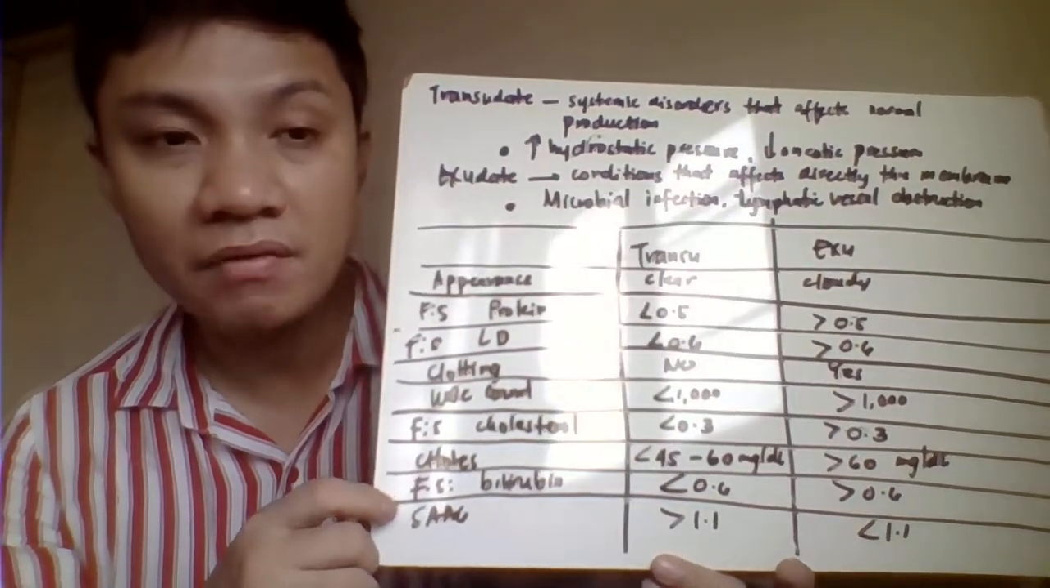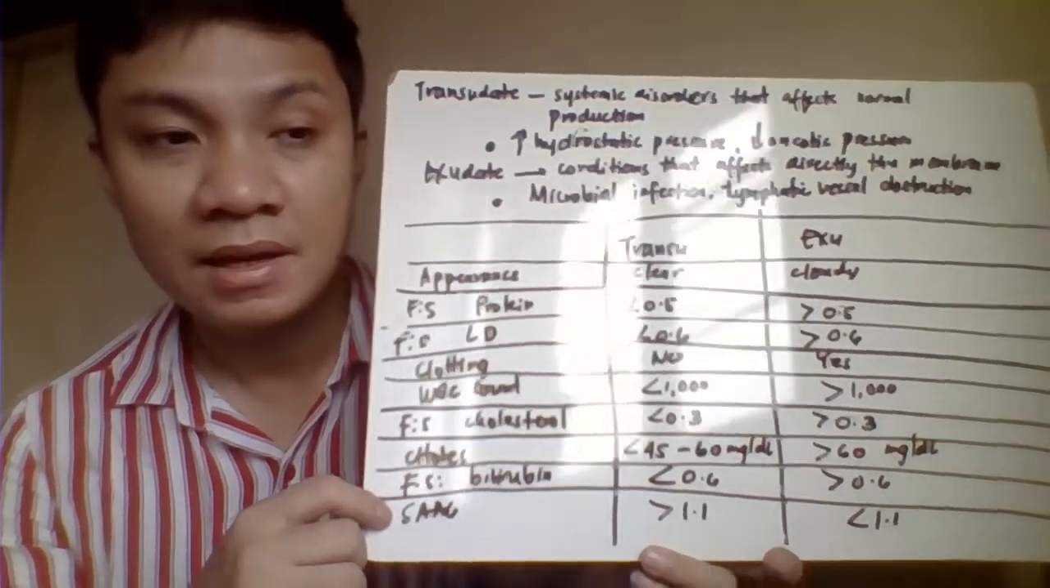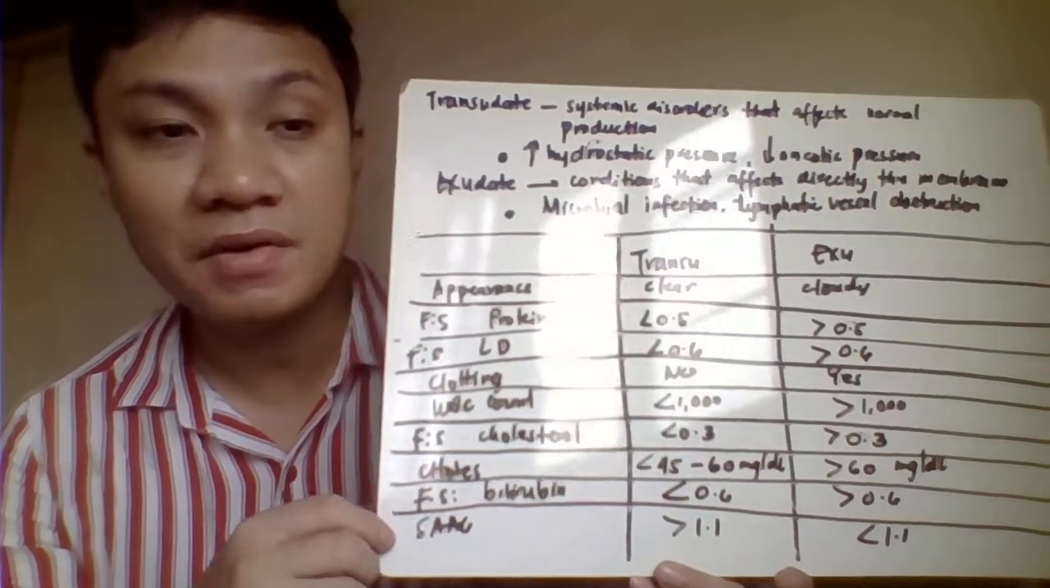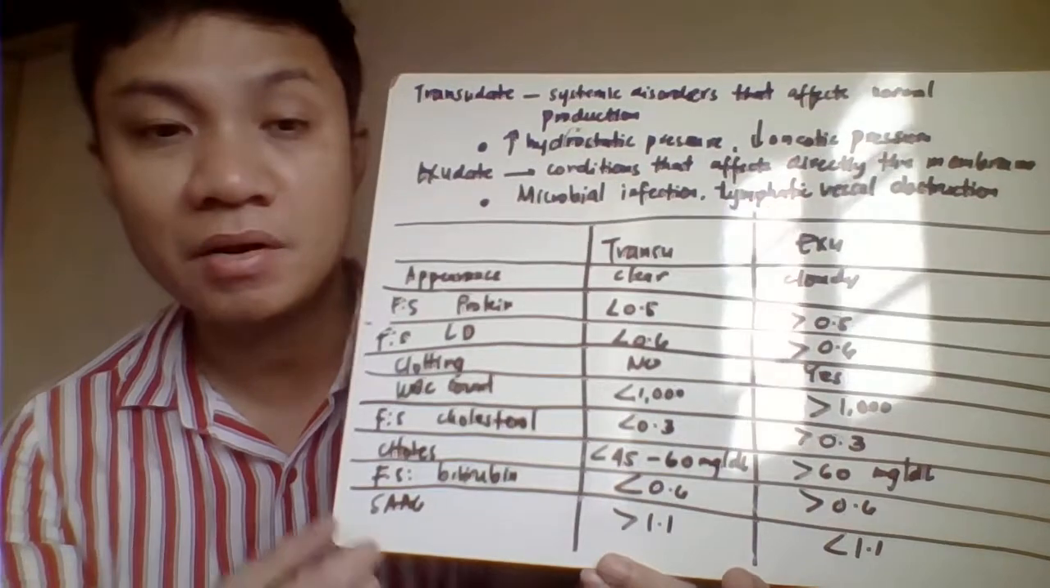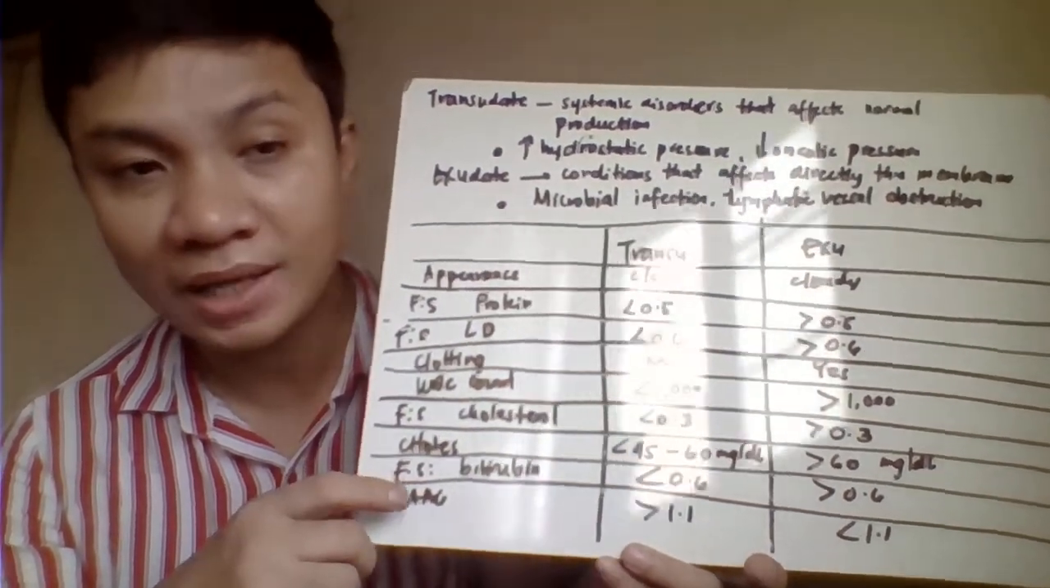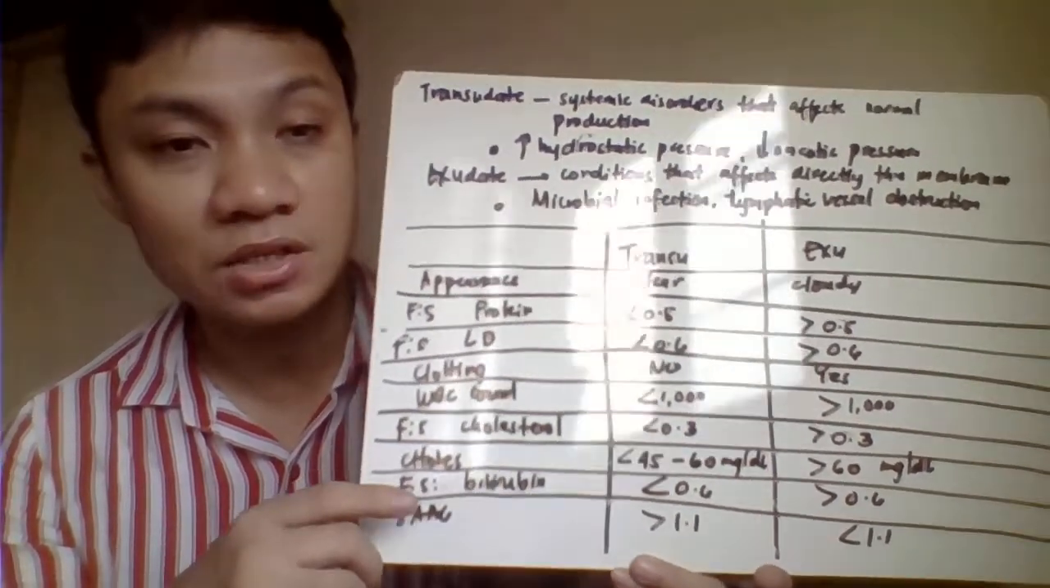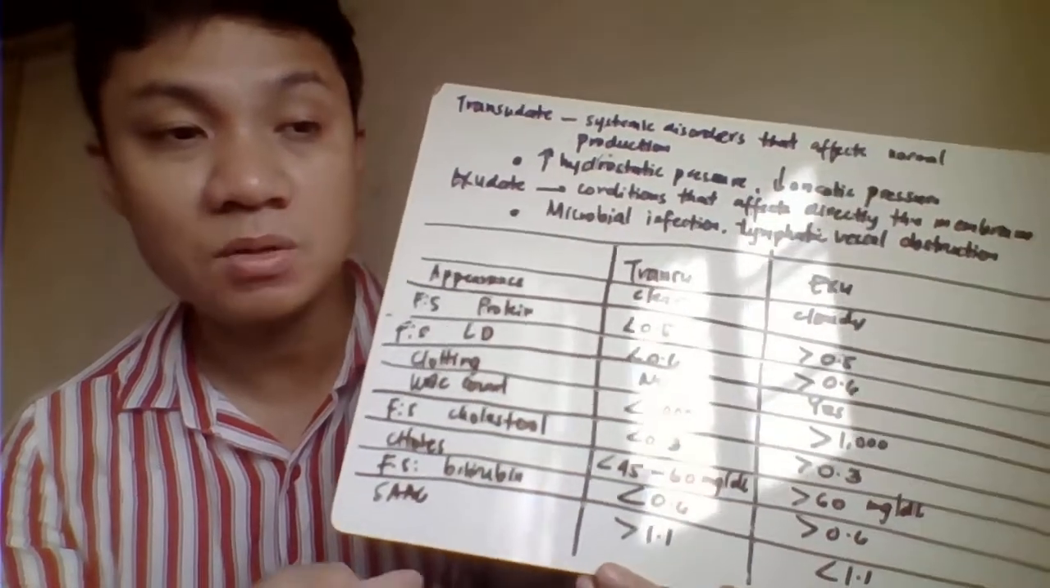Then another one, we have your serum albumin ascitic gradient. So if the difference between your serum and your fluid albumin concentration is more than 1.1, then we consider that transudate. But if the difference is less than 1.1, then that's your exudate.